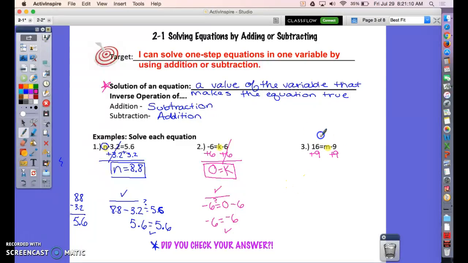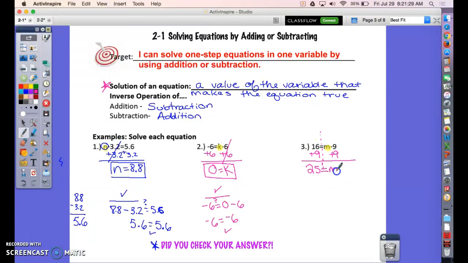Remember that whatever you decide to do, you should do once on each side of the equal sign. So always look for that equal sign. Great, so we're adding 9 to both sides. 16 plus 9 gives me 25. I'm dropping the equal sign down, just keeping it right where it was.